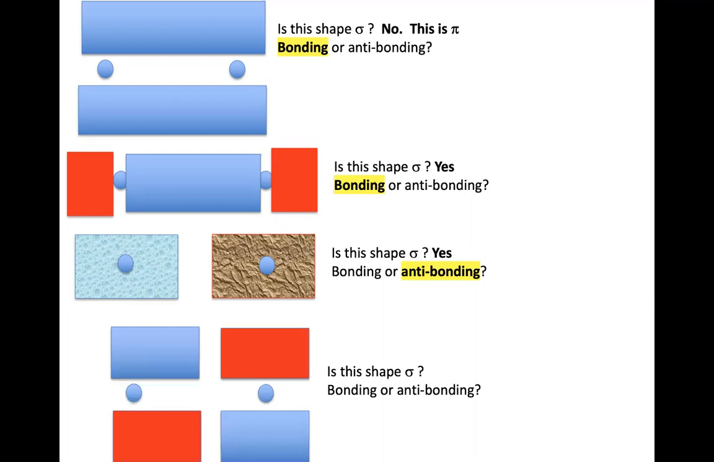How about this one right here? I'm going to show it to you one more time. Does this look like sigma or not? And do you think it is bonding or anti-bonding?